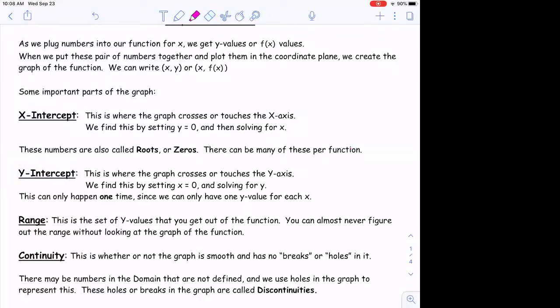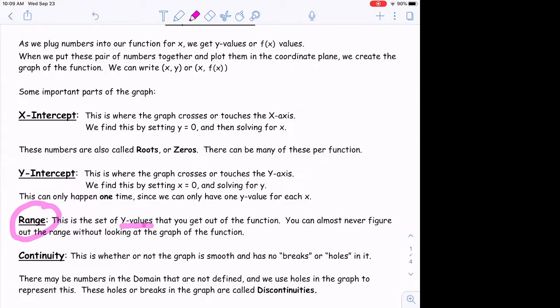Now, what we didn't discuss was the range. We talked about the domain, which was the numbers that we plug in. Remember, we found the freaks and threw them away. The range are the numbers that come out. These are the y values. So the domain is the x values, the numbers that go in. The range is the y values that come out.